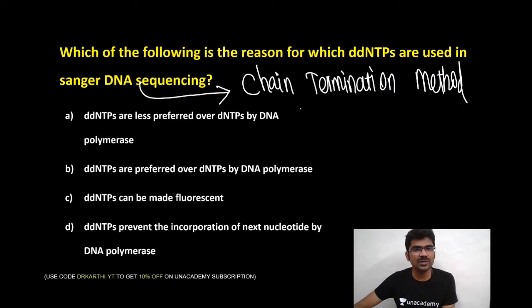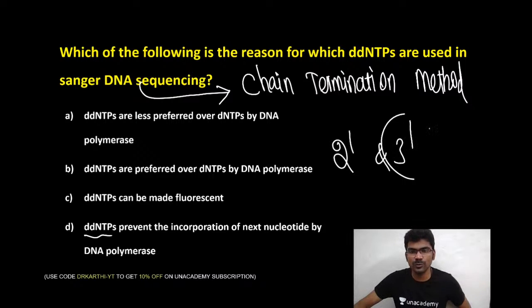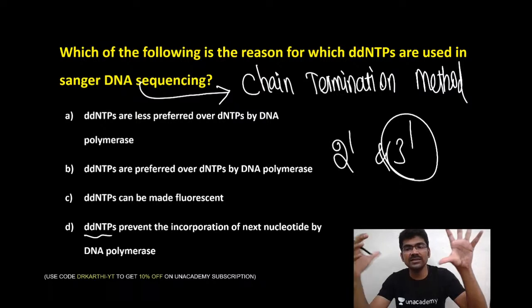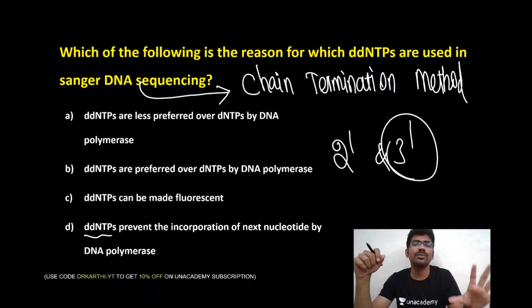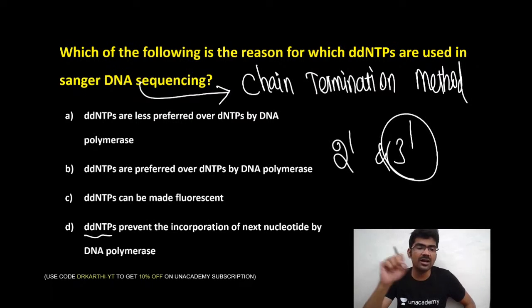So excellent, Akash. As you have correctly told, why are ddNTPs used? Because ddNTPs do not have the 2' and 3' OH group. DNA polymerase cannot add a nucleotide without an existing primer. DNA polymerase always requires a primer, whereas RNA polymerase does not require any primer. You know this, right? RNA polymerase can begin the synthesis of nucleic acid from scratch. DNA polymerase requires a primer. So what is that primer? That primer should provide a 3' OH group.